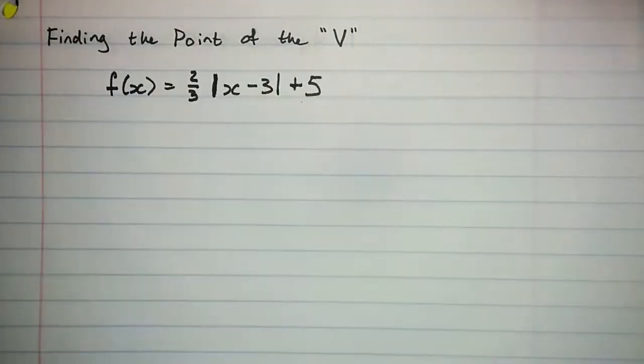So here's an absolute value function. f of x is 2/3 |x - 3| + 5. How do we decide where this V is going to have its point? Well, let's think first about just the absolute value.